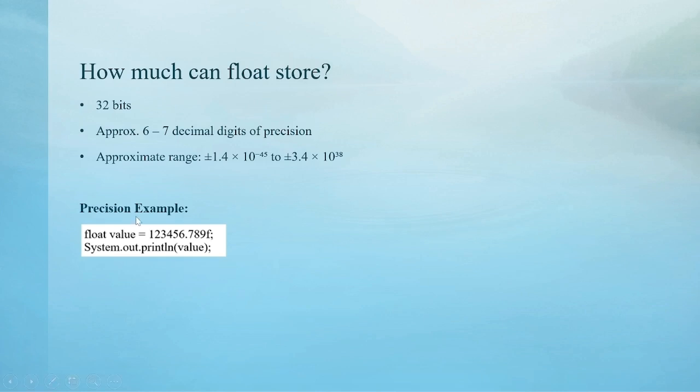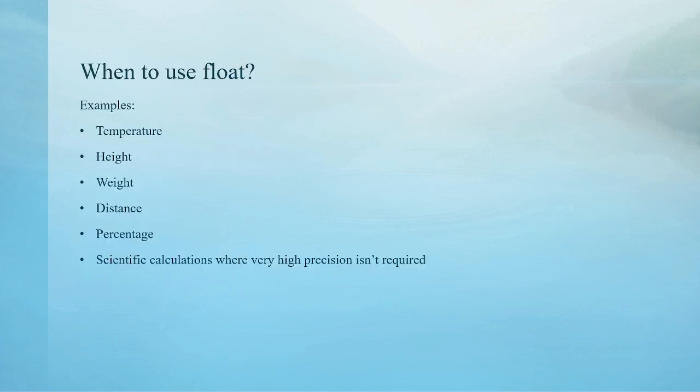The important point is that float can represent very large and very small decimal values, but with limited precision. Precision example. Here we should understand the idea of precision. Float does not provide unlimited decimal accuracy. It gives approximately 6 to 7 significant decimal digits of precision. So when we work with values that require very high accuracy, float may not be suitable. That is one of the reasons Java also provides the double data type.